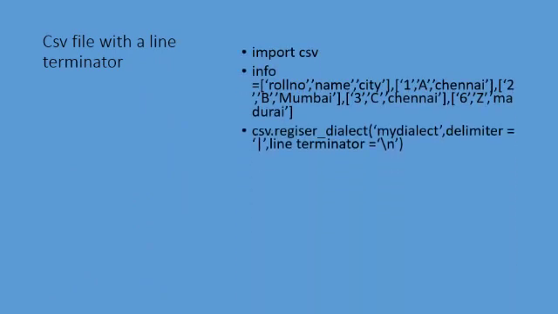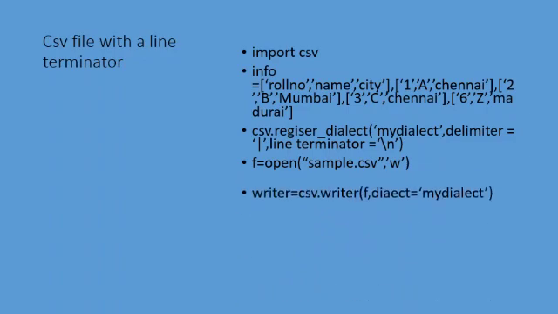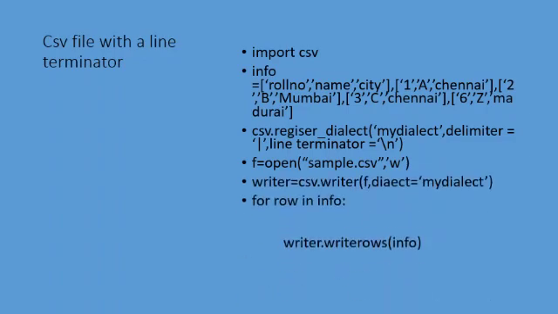Next, CSV file with a line terminator. I told already, line terminator is nothing but simply to give a line break. By default, all the lines will be displayed separately. Now, in line terminator, we can add the newline character. So import csv. Next, info is equal to the same data you discussed in the previous concept, and then the same thing, csv.register_dialect, my dialect, comma, delimiter equal to pipe symbol and line terminator equal to newline. It is a special thing we are giving for this type.